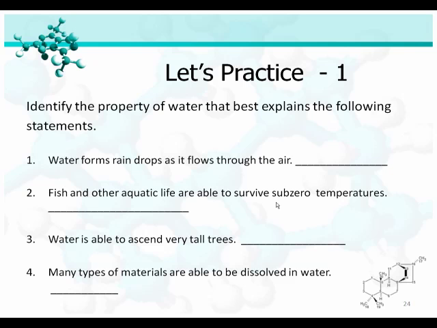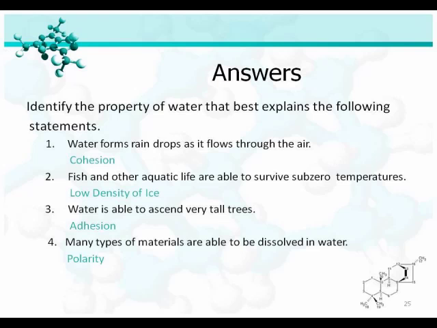Let's take a few moments to answer these questions. Here are our answers. Number 1, cohesion. Remember, cohesion is an attraction between molecules of the same substance. Number 2, low density of ice. Low density of ice allows it to float on large bodies of water. If ice sank, it would form on the bottom of a body of water as water is cooling. Ponds and lakes would freeze from the bottom up, trapping the fish and other organisms.